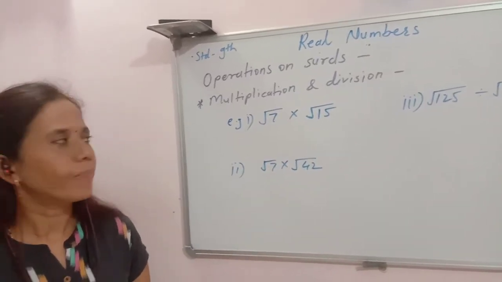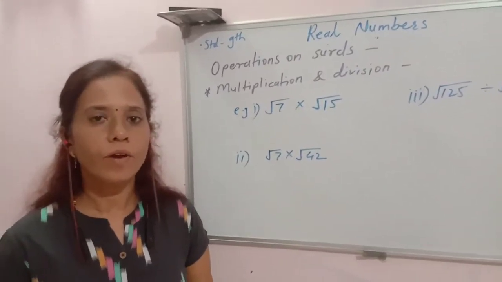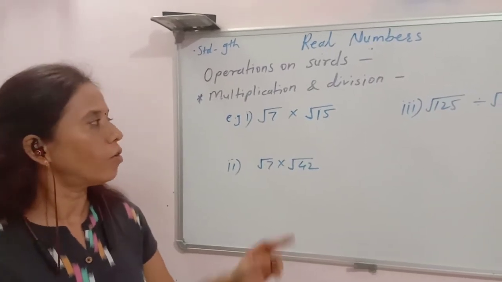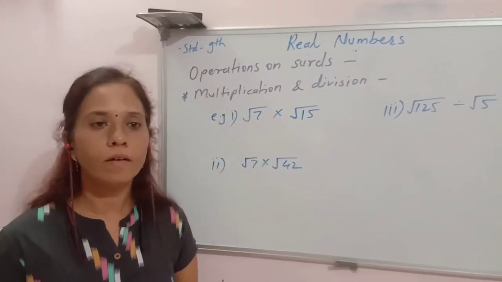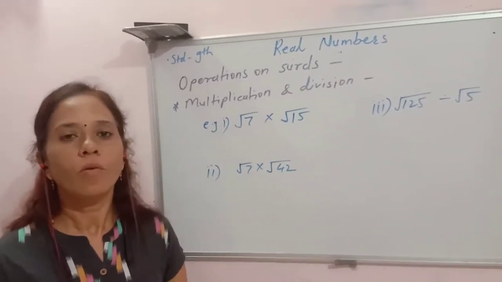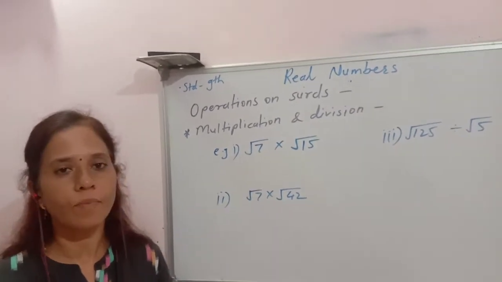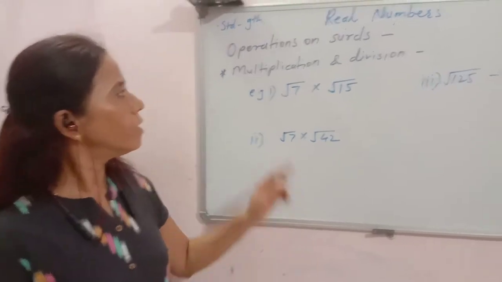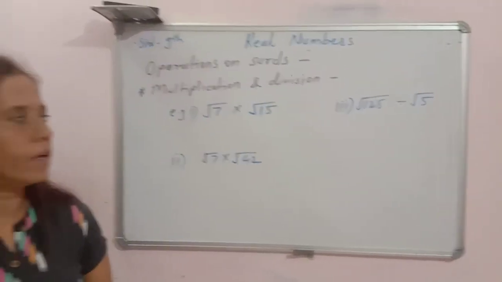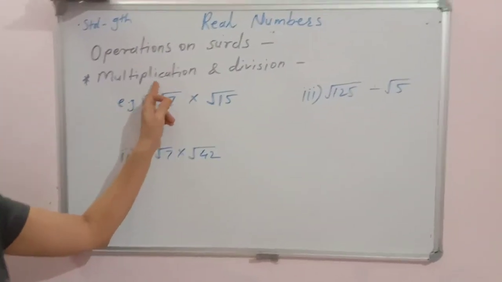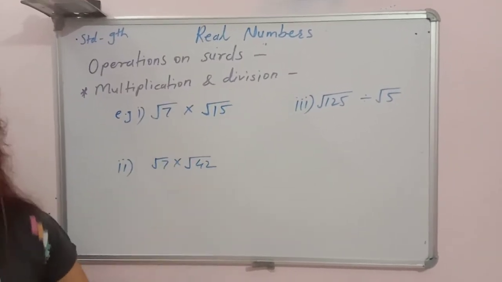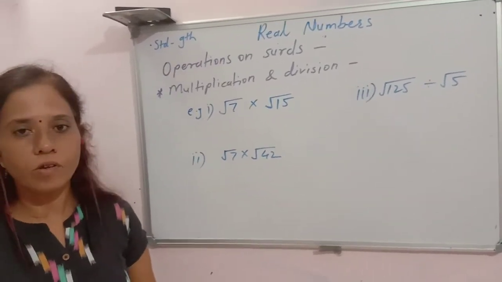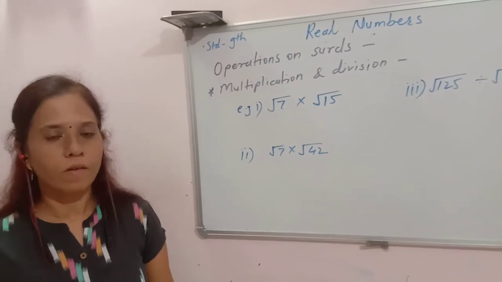Hello students. In the last lecture, I introduced you to topics like surds, then similar or like surds, operations like addition and subtraction of surds, then the simplest form of surds. Now, in this lecture, we are going to study operations like multiplication and division on surds, then rationalization of surds, and binomial quadratic surds.